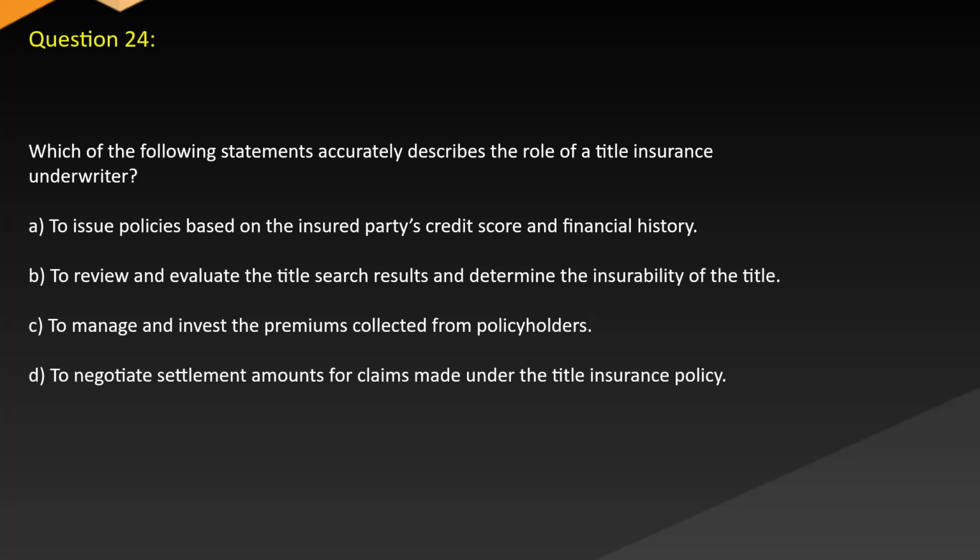Question 24. Which of the following statements accurately describes the role of a title insurance underwriter? A. To issue policies based on the insured party's credit score and financial history. B. To review and evaluate the title search results and determine the insurability of the title. C. To manage and invest the premiums collected from policyholders. D. To negotiate settlement amounts for claims made under the title insurance policy.